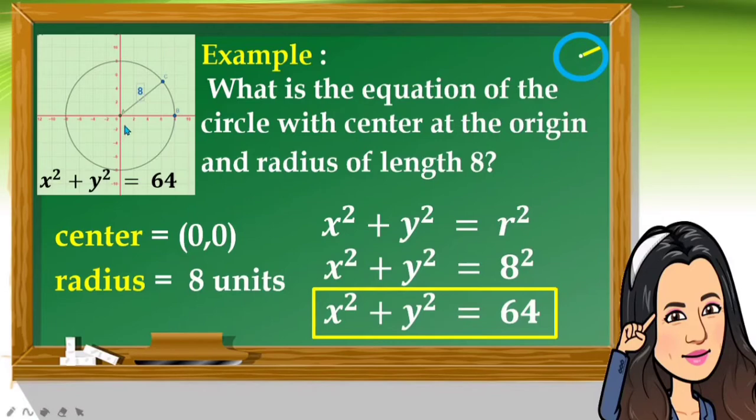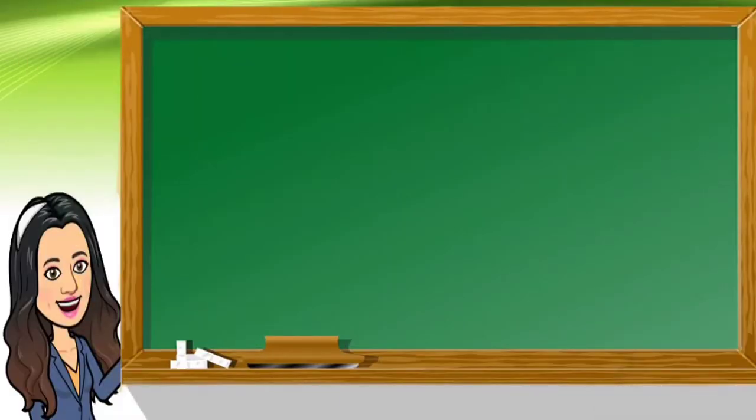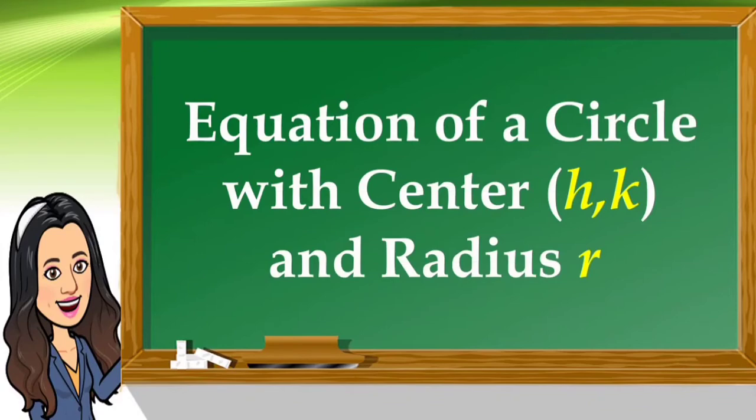What if the center of the circle is not at the origin? What do you think will be the equation of the circle? To know about it, let's proceed to the next topic. The equation of a circle with center (h, k) and the radius r.